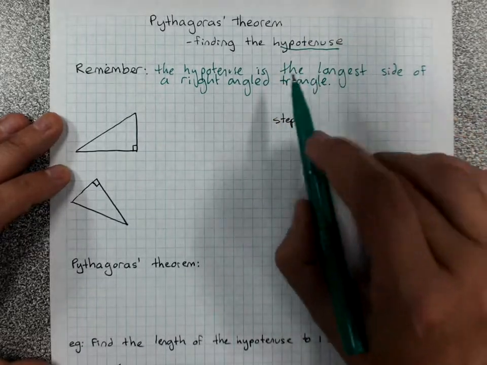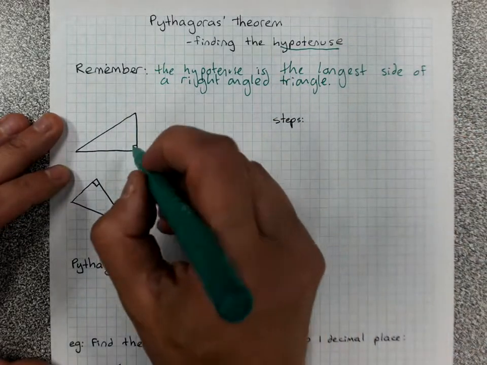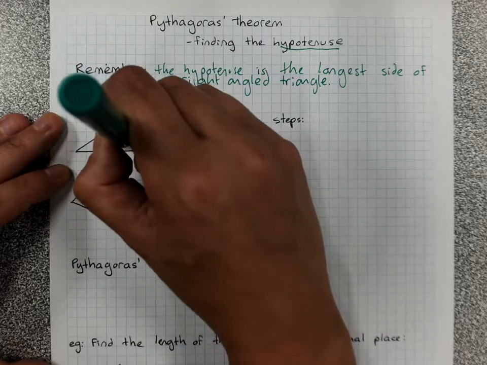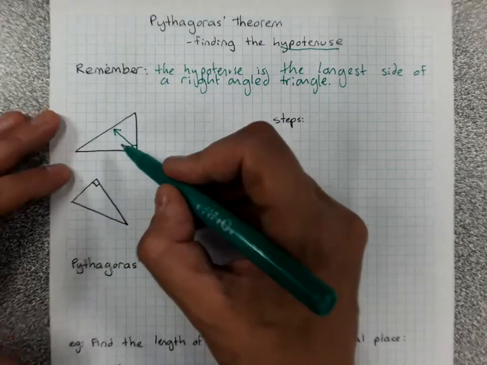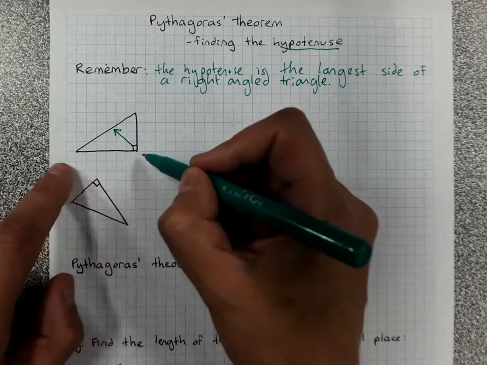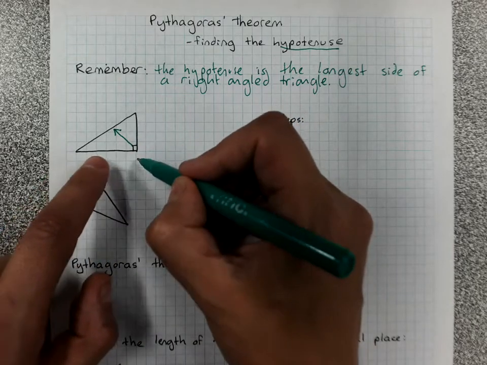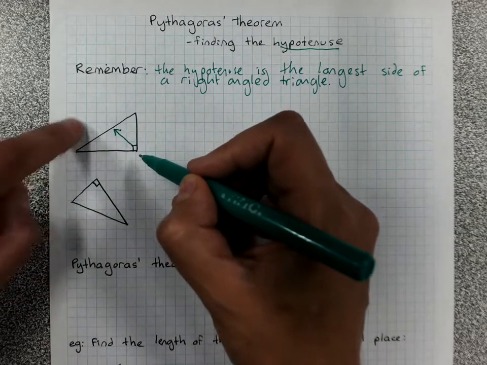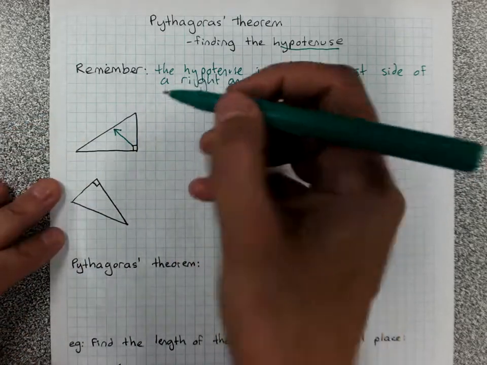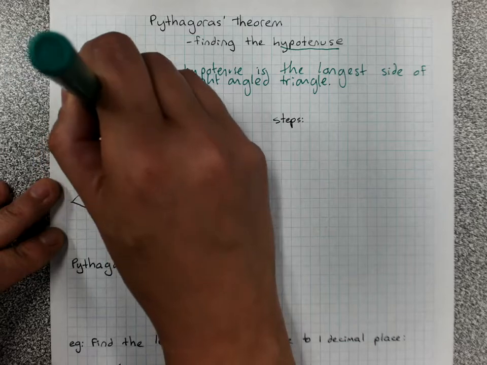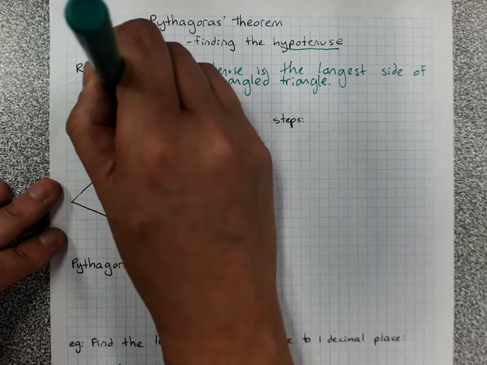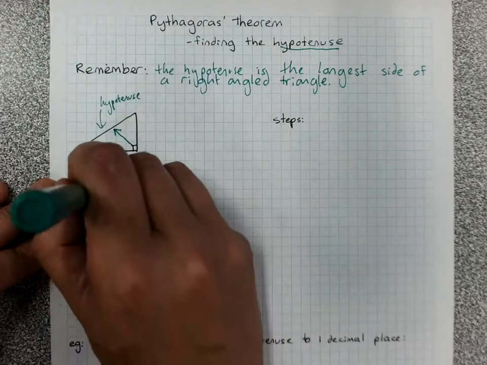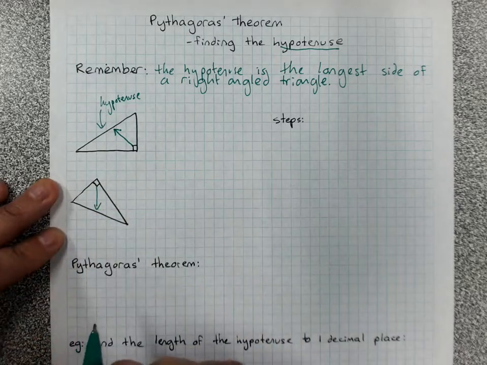And we can find the hypotenuse by going to the right angle, and it's not one of the sides that's touching the right angle. So this one touches the right angle and this one makes the right angle. Over here, this side isn't touching the right angle. This is the hypotenuse. Here, this one is the hypotenuse.